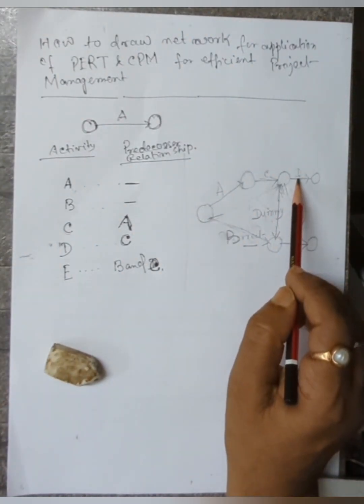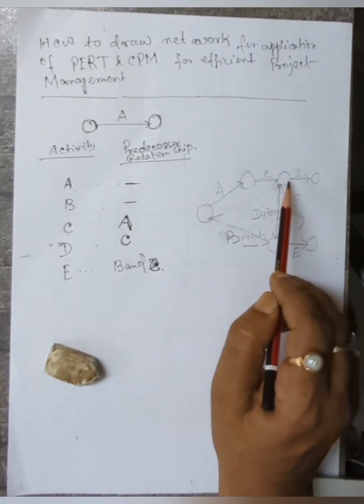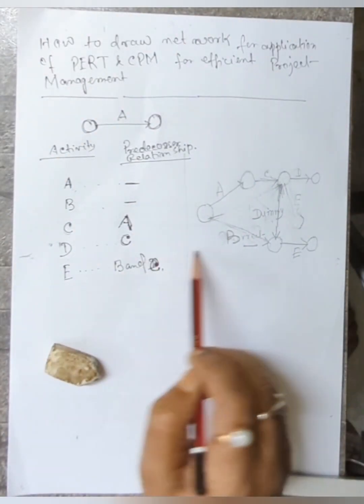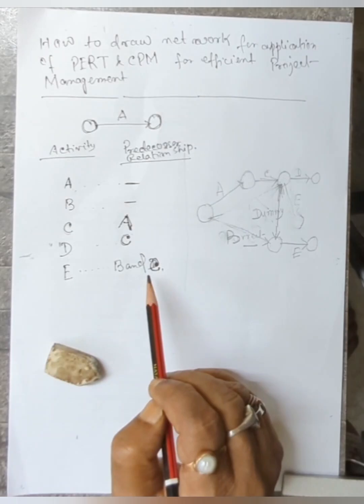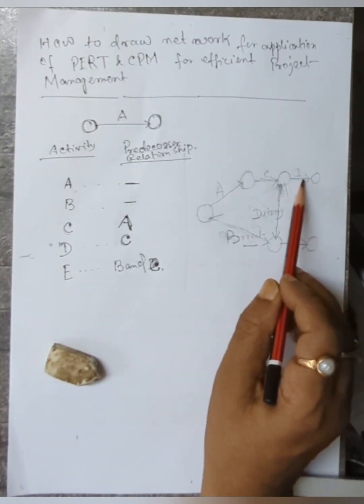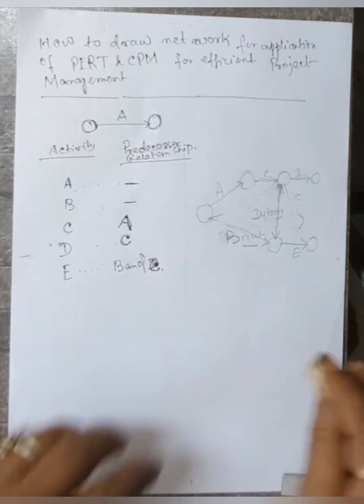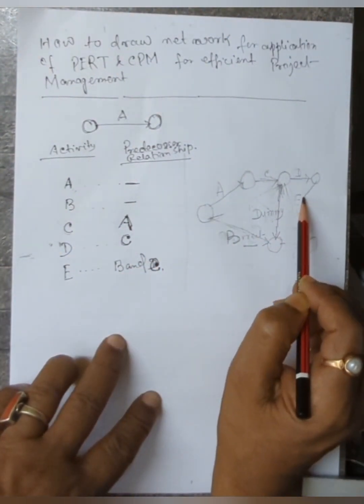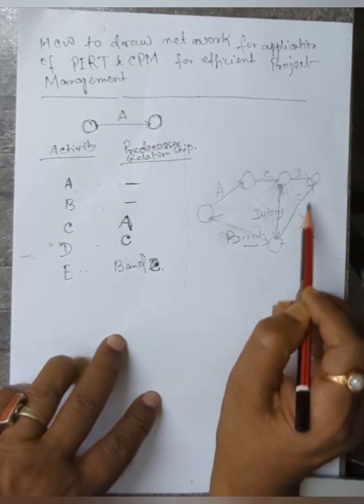But D activity is being started here only after completion of C. This is the correct logical relationship. But you should not keep open the final activities. That's why what you will do, these free activities you will connect. These are the terminal activities, you can say.